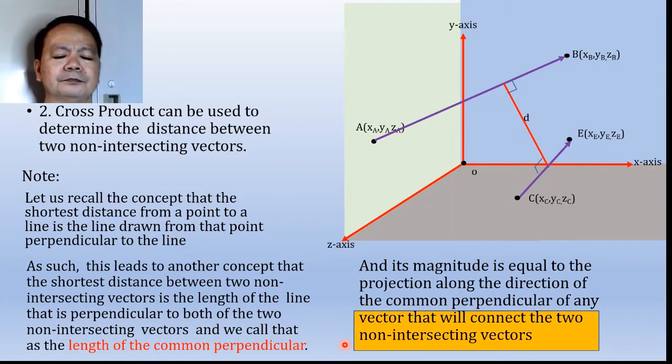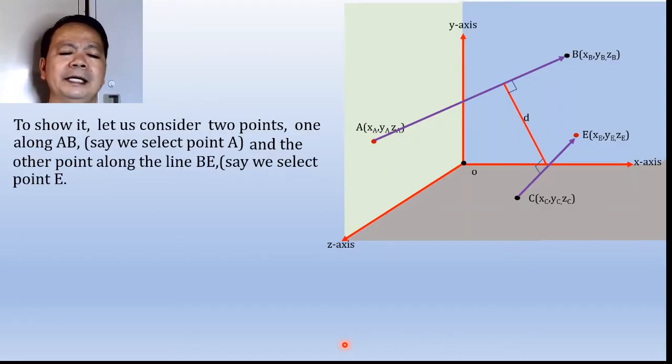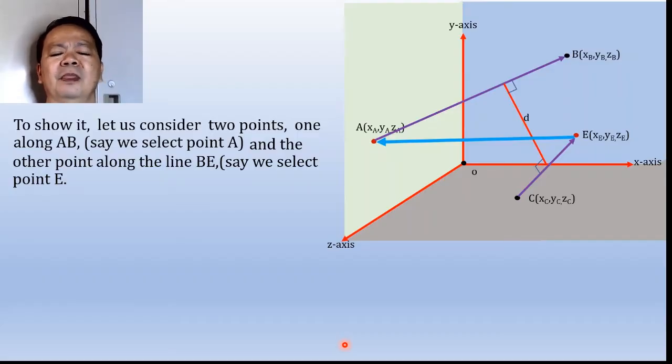And so, which common perpendicular are we going to consider here? So to show that, let us consider 2 points on the figure. Along AB, we select point A, while along CE, we consider point E. And so, the line that will join E towards A is a vector that we consider a connecting vector. A vector that will connect the two vectors CE and AB.